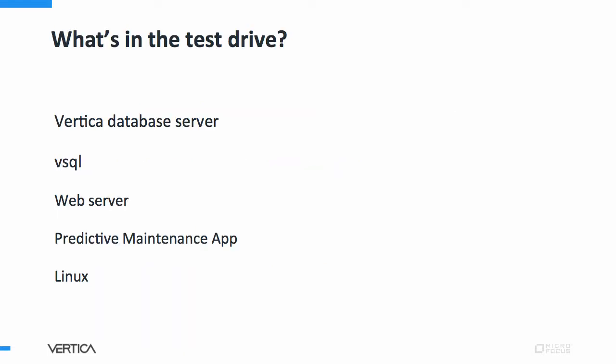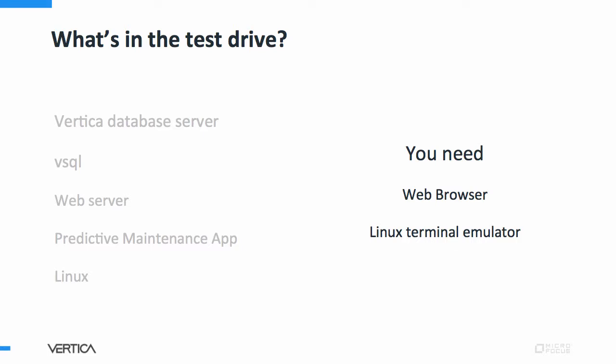The software and the web server is running when you log into the test drive. It includes the Vertica database server, vSQL, a Vertica command line interface, web server, and a web-based predictive maintenance dashboard. Vertica runs on Linux platform. All you need is a web browser and a tool like Xterm or Putty.